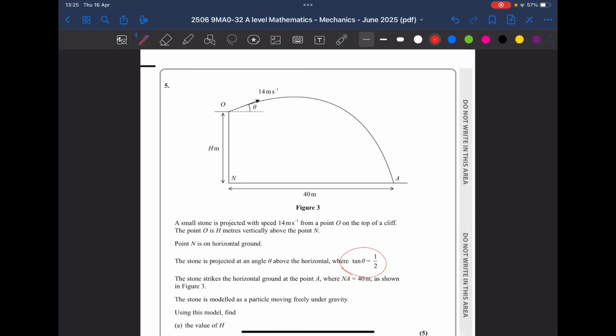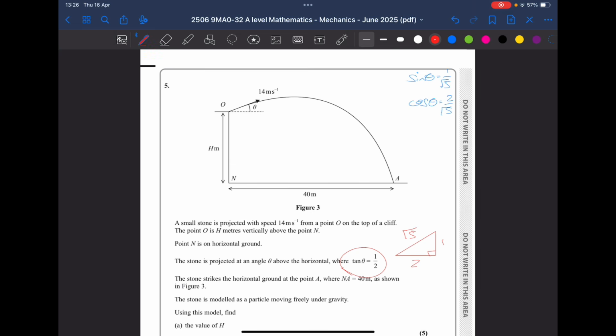So if we were to draw a triangle out, what we've been told there is the opposite is 1, the adjacent is 2. So Pythagoras, 2 squared is 4, plus 1 squared is 1, which is 5. So this is root 5. So sine of theta is the opposite, the 1 over root 5. And cos is going to be 2 over root 5. So that looks good to me.